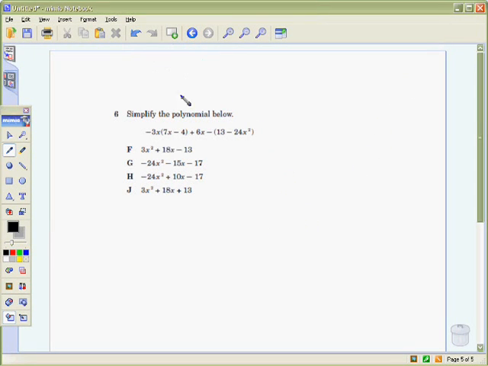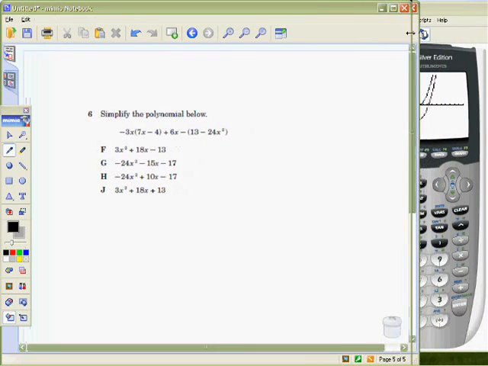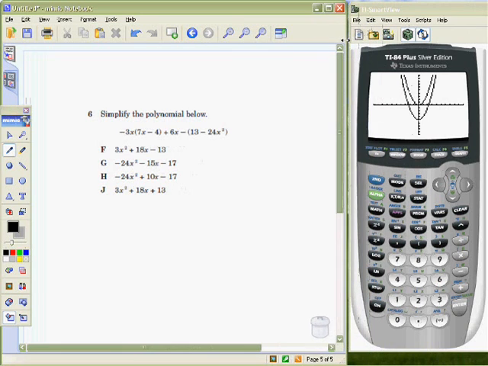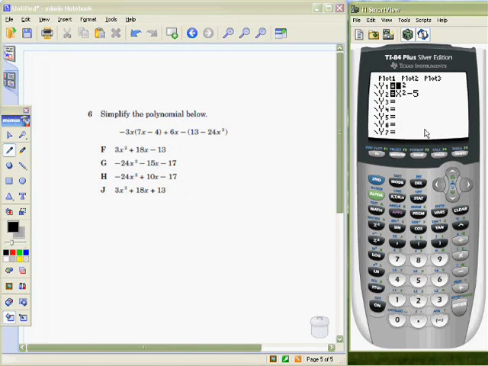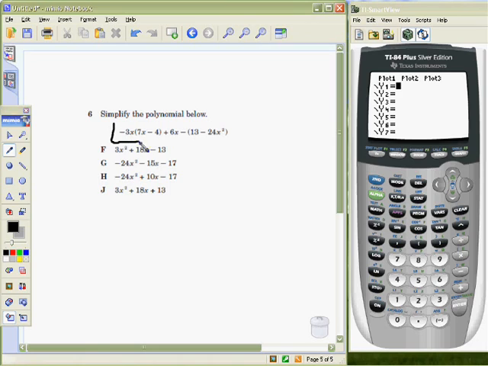And the final problem, number 6: simplify the polynomial below. What I'm going to do is use my calculator, and we're going to make this problem rather simple. Since the problem we're starting with is going to match one of these 4 answer choices, one of these 4 answer choices is the simplified version of the original problem.